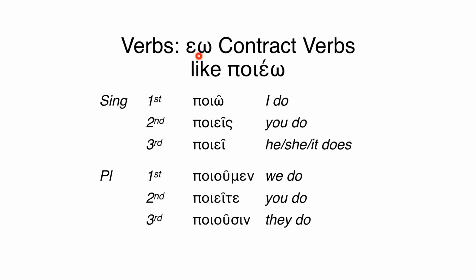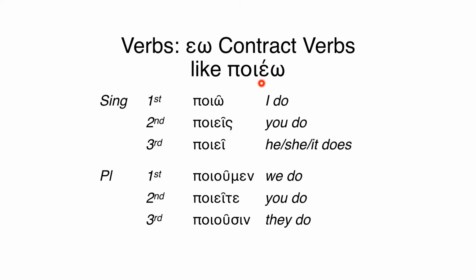Have a look at this table here. We are looking at contract verbs like poieo or pieo in modern Greek. These are eo contract verbs. That means that the letter epsilon is at the end of the stem. You see it there, pie. And when we add the verb endings to this we get slightly different forms compared to luo. So let's look at them.